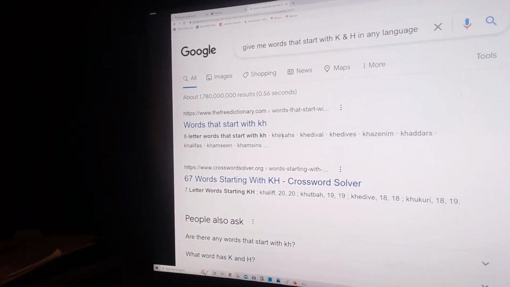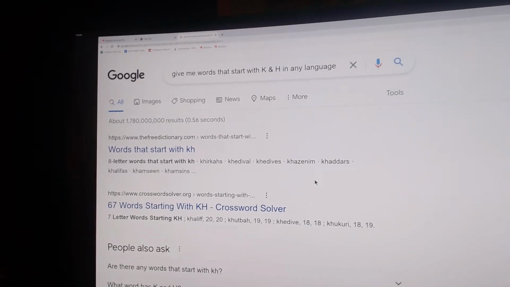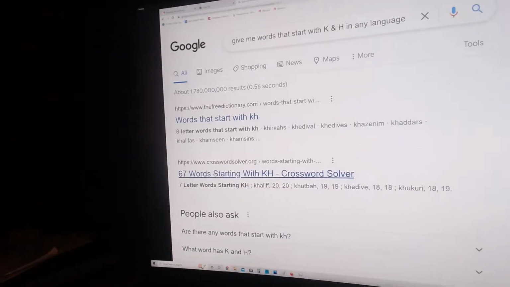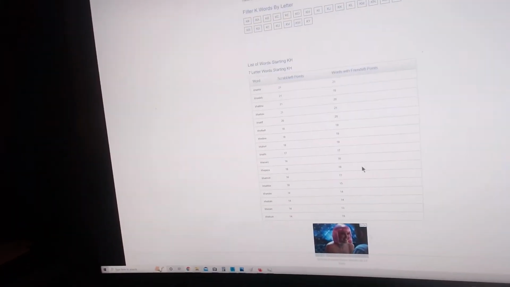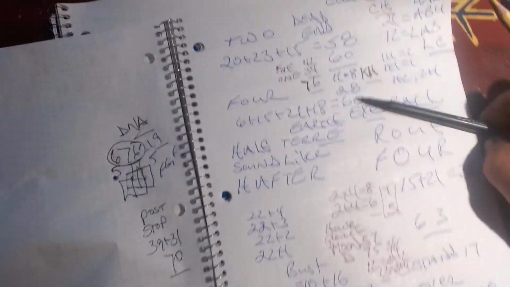Words, 8 words that start with K and H. Nadival, Nadivis, Kazenim, Kazarian, 67 words starting with KH. So, anyways, we have all kinds of KHs in these words here. We're not going to get into that right now. We're going to come back here.